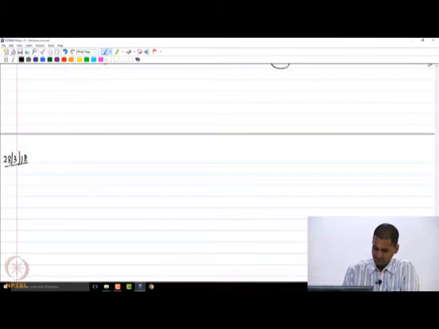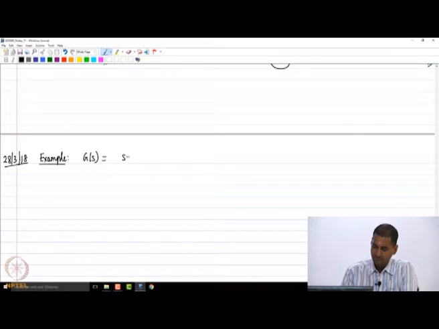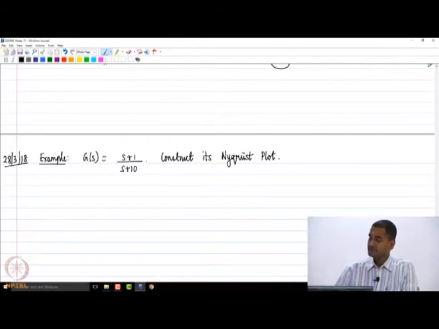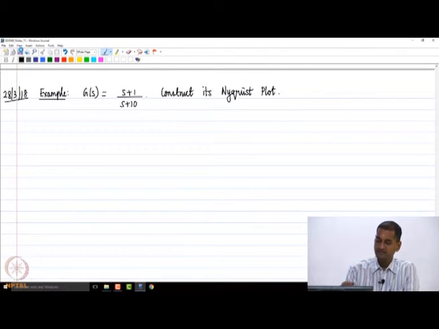So let me do an example. We are essentially going to start off with an example in constructing the Nyquist plot. Let us say that we consider a transfer function of the form s plus 1 divided by s plus 10. The question is, construct its Nyquist plot. That is the question we are asking ourselves. So how do we start doing it?